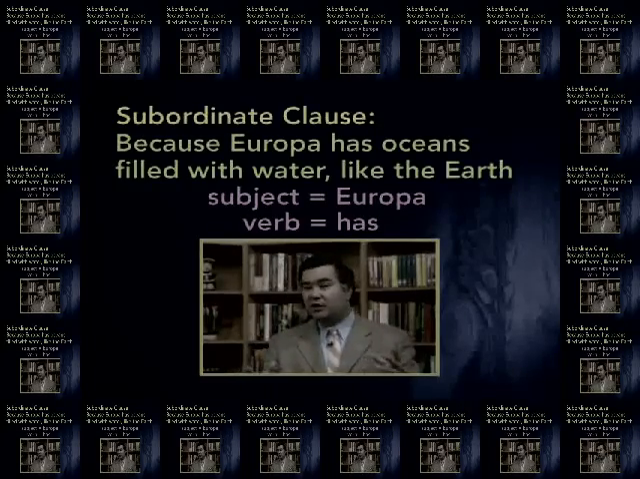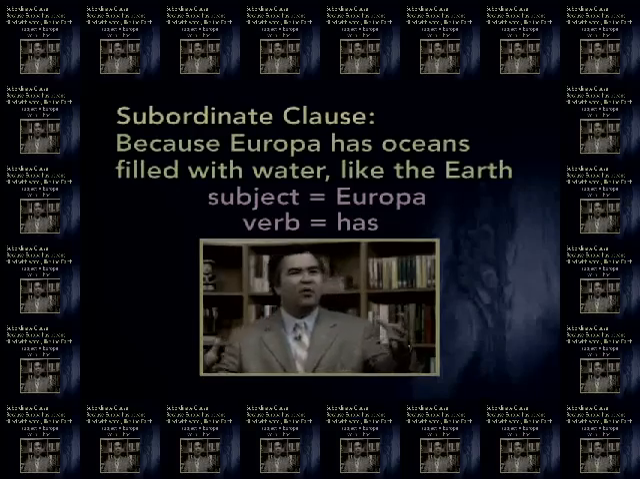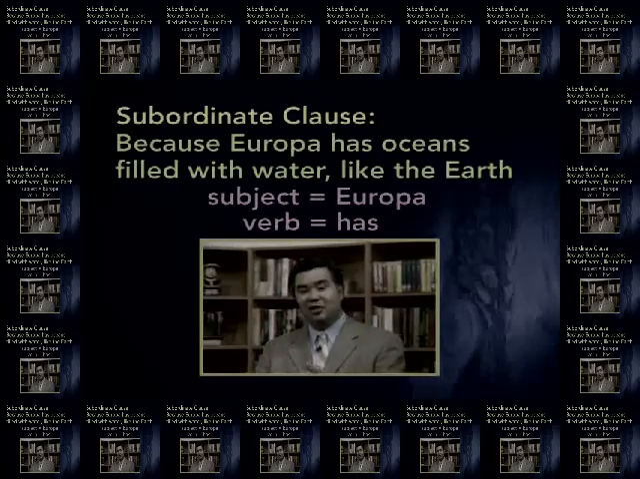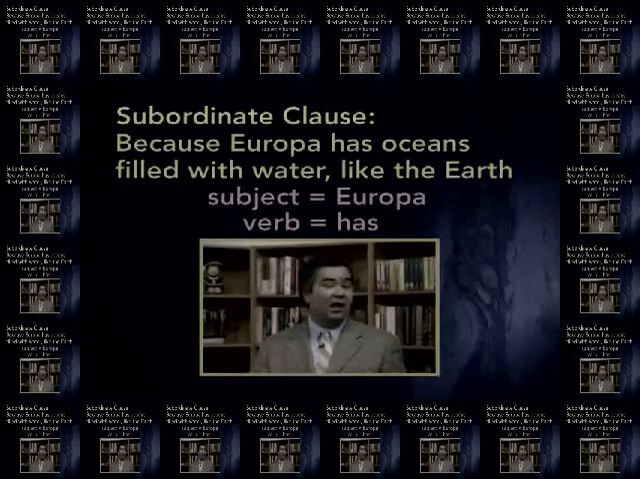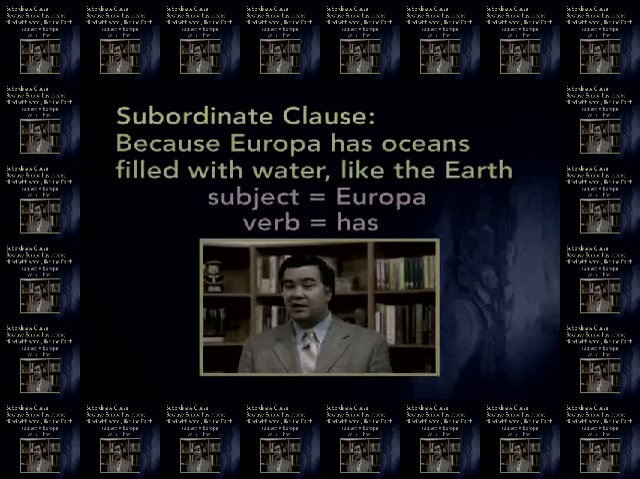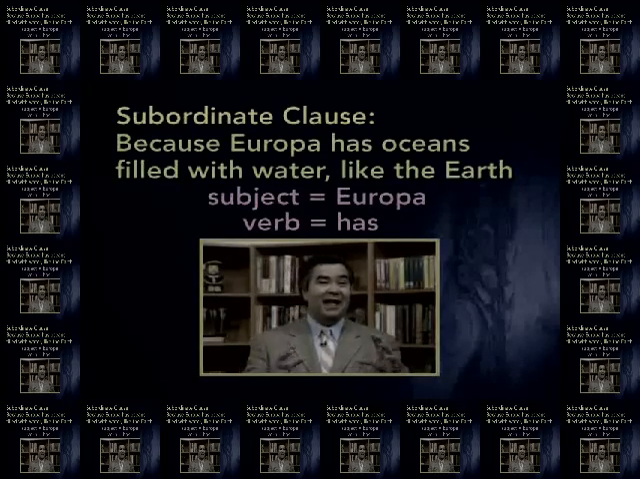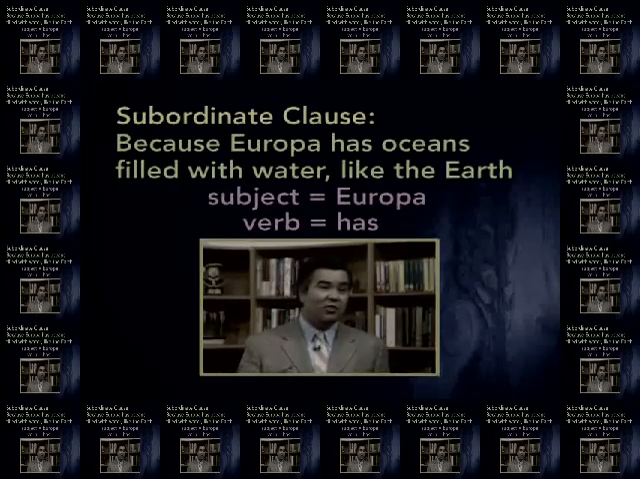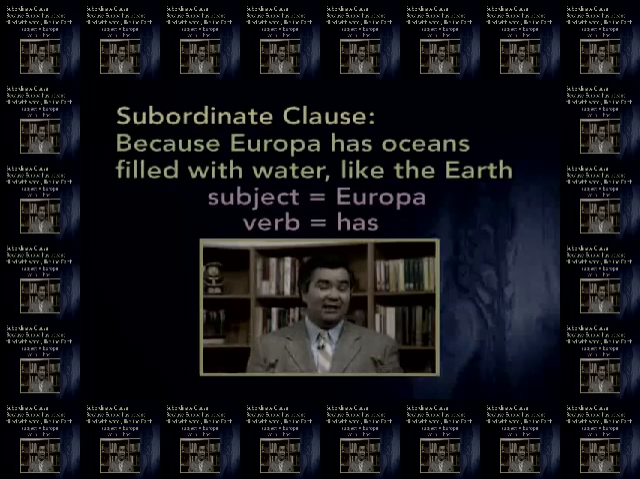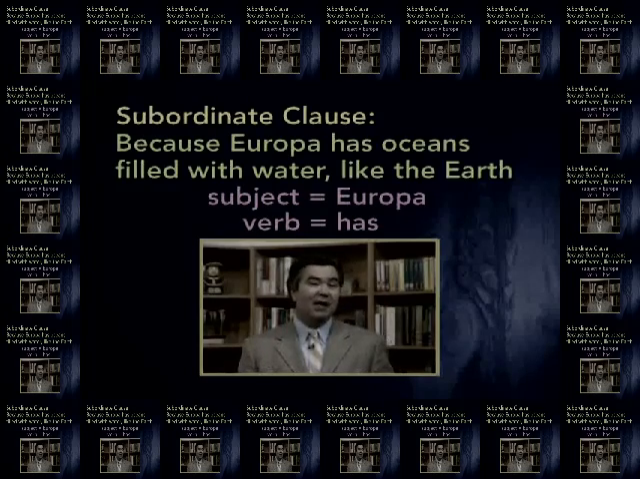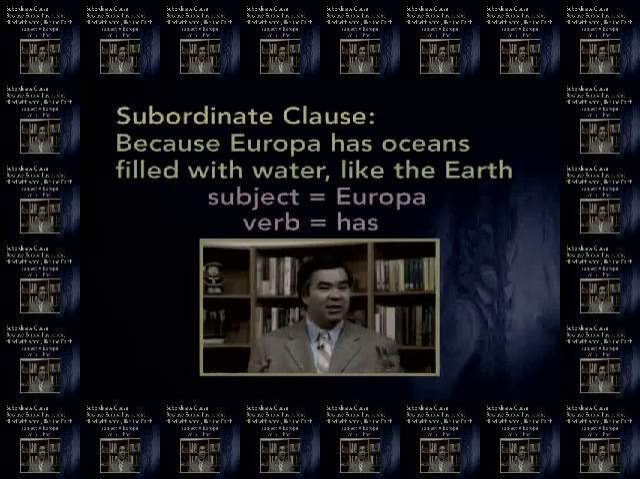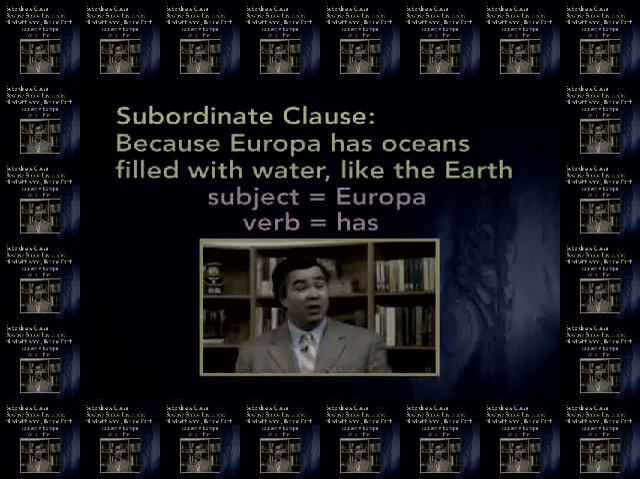Because Europa has oceans filled with water, therefore what? We're waiting for some conclusion. It sounds as though the sentence is leading to some conclusion, but none is presented. And therefore, this isn't a complete sentence. Rather, it's a subordinate clause, one that cannot stand alone as a sentence. And if this were to appear in a piece of writing as if it were a complete sentence, that would be a mistake. This is really a sentence fragment. This is a subordinate clause because it begins with the subordinating conjunction "because."